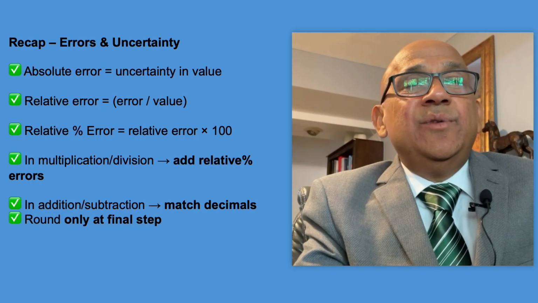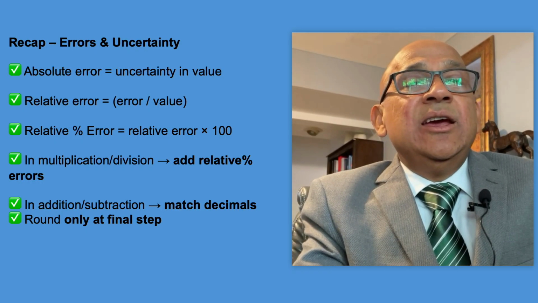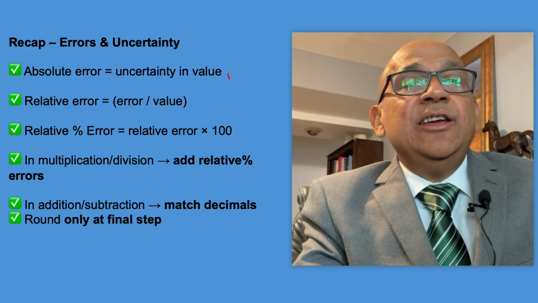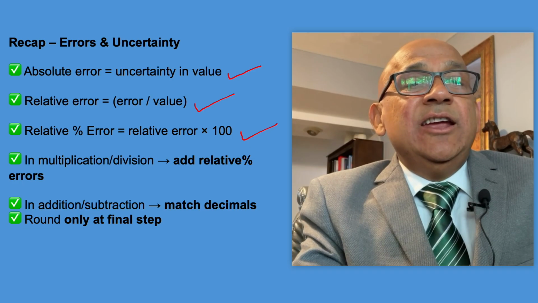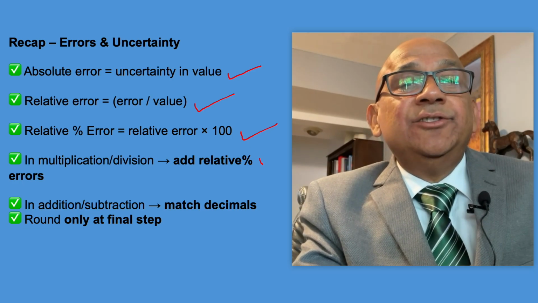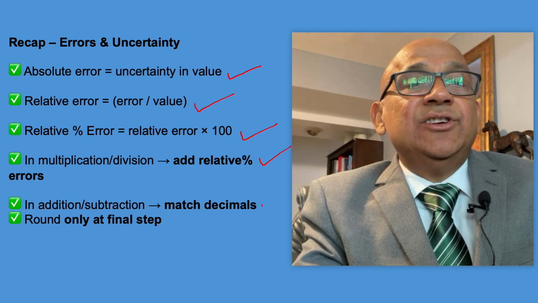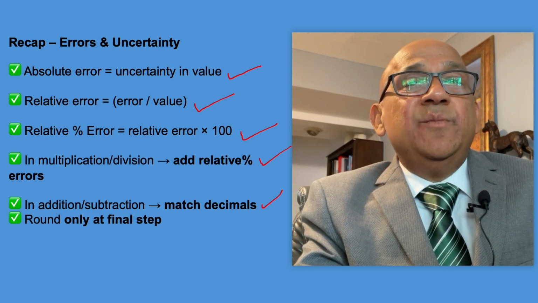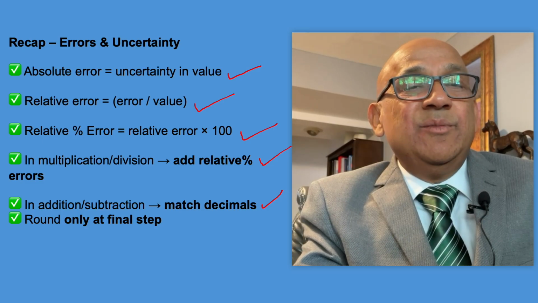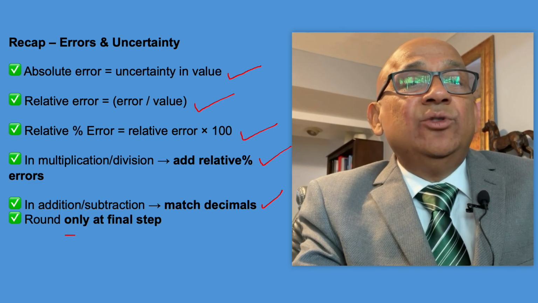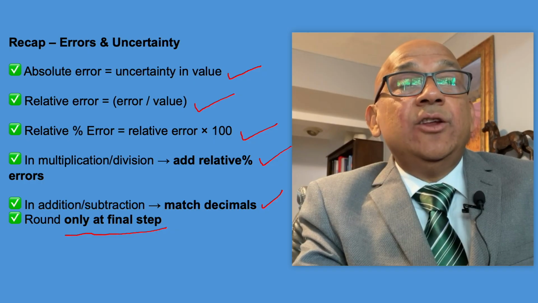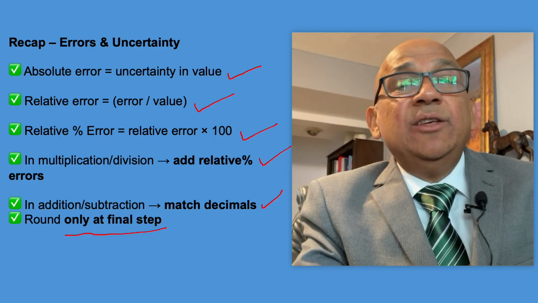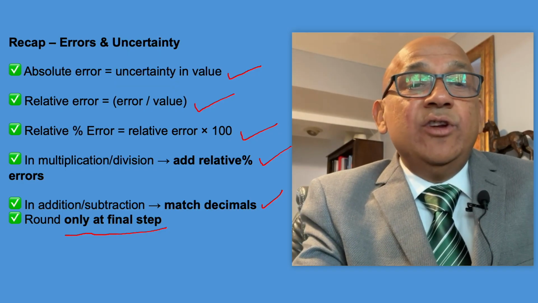So now just to recap about errors and uncertainty. Absolute error means the uncertainty in the value. Relative error means error divided by the value. Relative percentage error means relative error times 100. In multiplication and division, add relative errors, and in addition and subtraction, match decimals. And one thing you should always keep in mind on all these operations is that you should round numbers only at the final step. In the intermediate steps, you don't round it. Rather, you keep your significant digits plus one extra digit. Otherwise, there can be rounding errors.